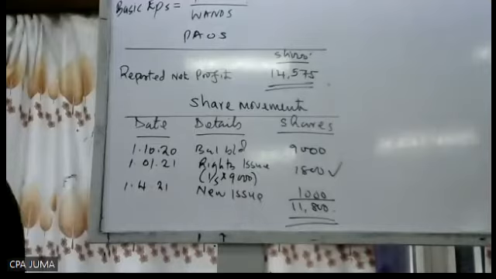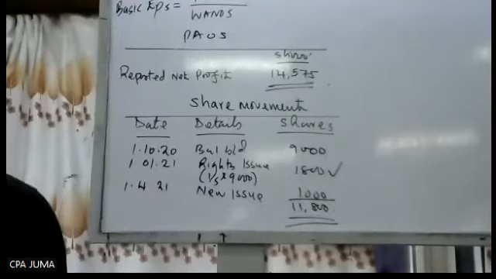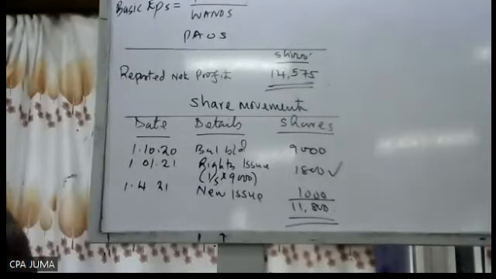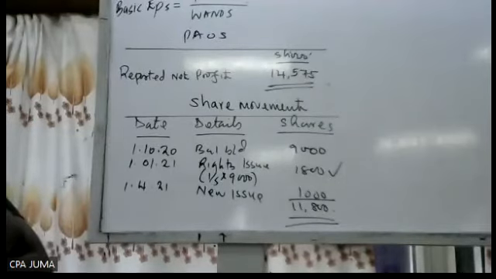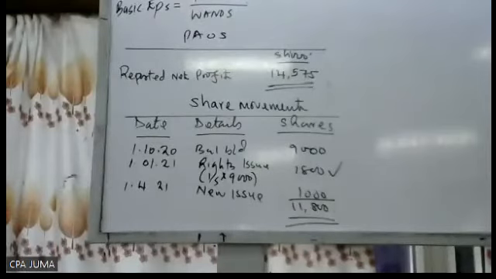I'm waiting for the ex-rights price. Around 4.5? Yeah, I can see many people getting 4.5.